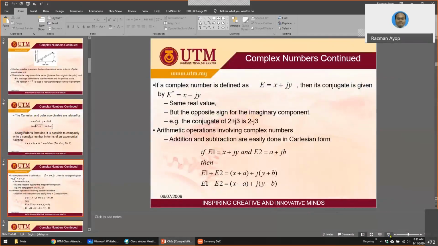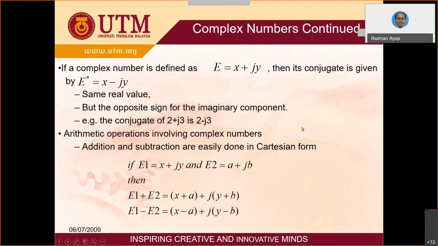Next, we look at how to add and subtract. In rectangular form, it is easier to add and minus. If you want to add and minus, make sure you group the real and imaginary parts together.